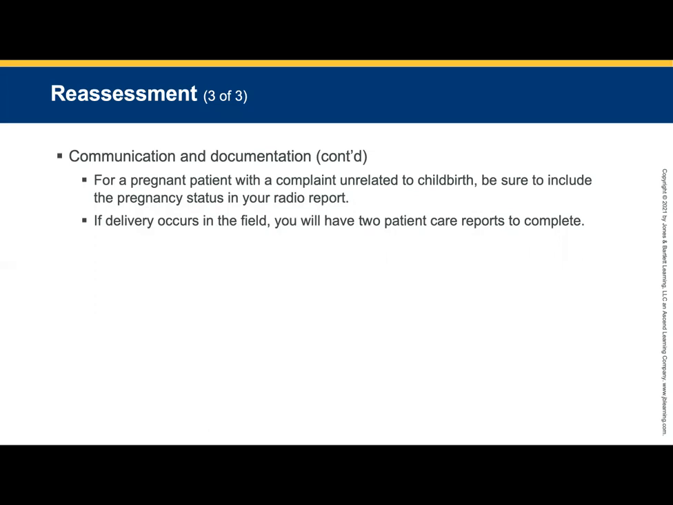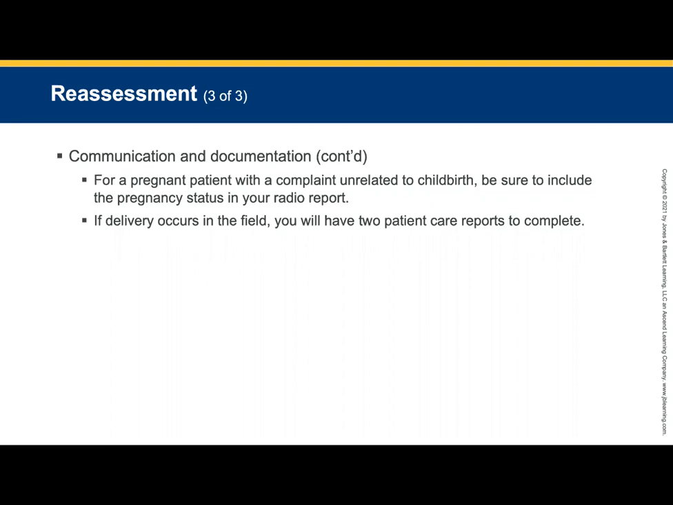So gravida means how many times the patient has been pregnant. And then para means how many births they have had. So you can have a gravida 5, so that means they've been pregnant 5 times, but they can have a para of 3. So that means they've had 3 live births.